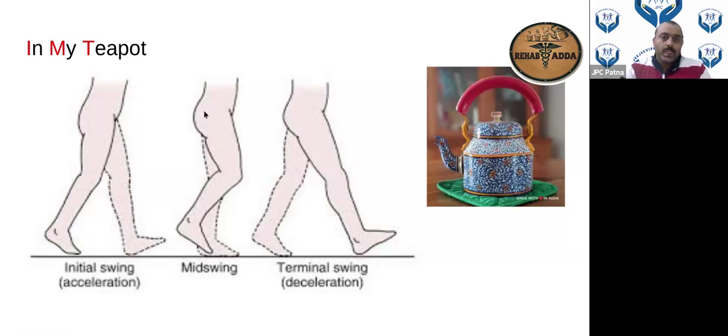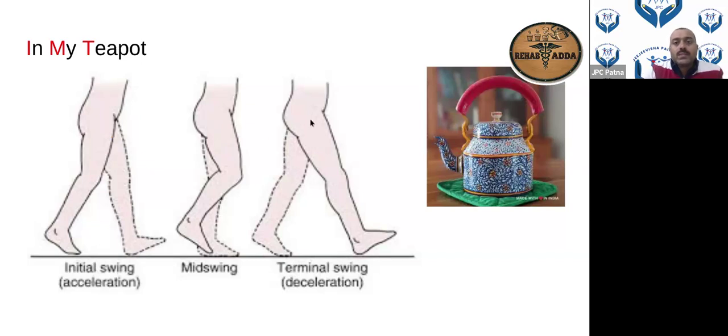Then this is followed by, now what is happening to the hip? The hip is gradually moving forward. So from extension, it is now moving towards flexion, or neutral followed by flexion. The knee is again in flexion, and the ankle is still in plantar flexion, but this plantar flexion angle will increase. Now what is happening in the terminal swing?